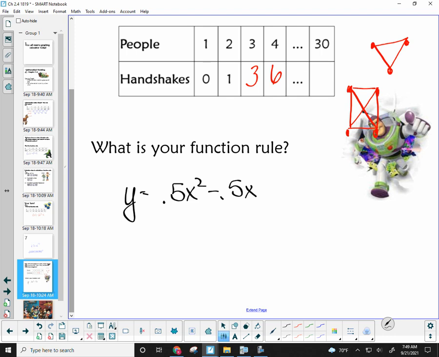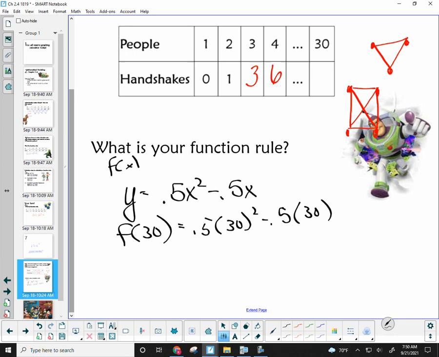Okay, so really, if I wanted to do f of x here, I really want to find f of 30. So I have 0.5 times 30 squared minus 0.5 times 30. So how many handshakes is that? 435? It's about a gallon of hand sanitizer there, right? Questions on that?